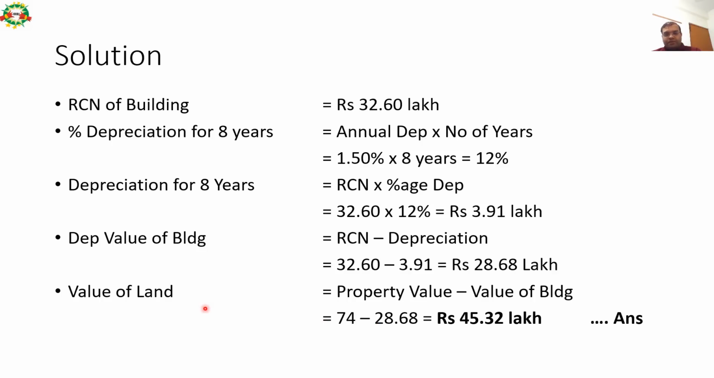And since the total property value of 74 lakh is given in the question, so 74 lakh, which is the total property value, minus the value of building, which is 28.68 lakh. So the difference between these two is equal to 45.32 lakh, which is equal to the value of land. And this is the answer to the question.